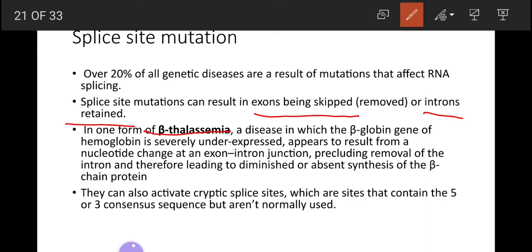There is a change in the nucleotide at the intron-exon junction, and due to this the beta chain is underexpressed. The beta chain is not produced, but the alpha chains are produced at a normal rate, though their tetrameric structure is disturbed. That's why hemoglobin is not properly formed, and it is severely underexpressed. Mutations can also activate cryptic splice sites, which are sites that contain the 5' or 3' consensus sequences but are not normally used.